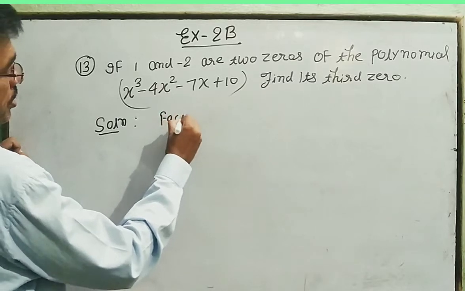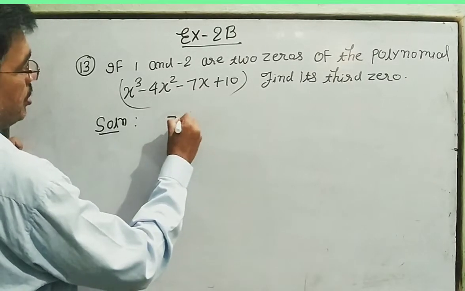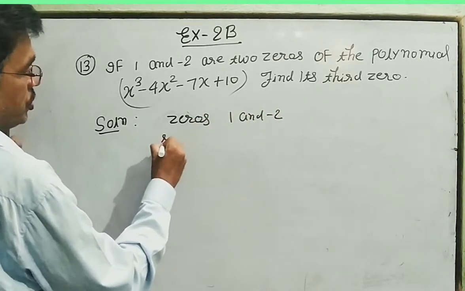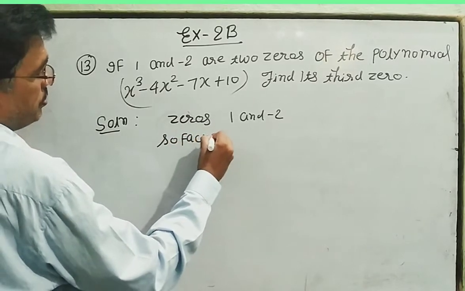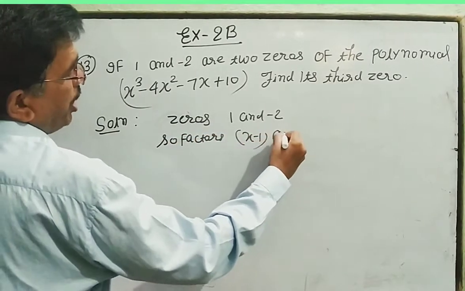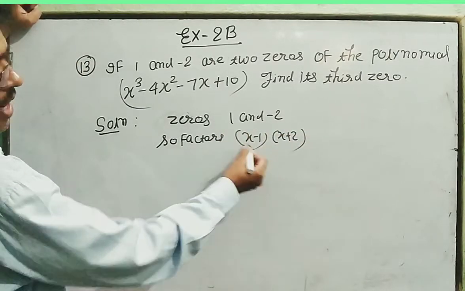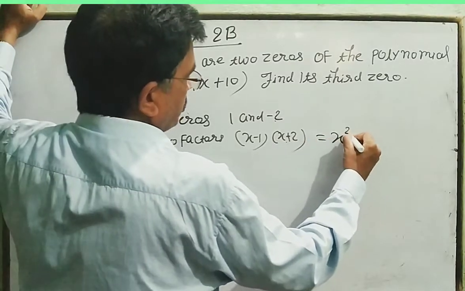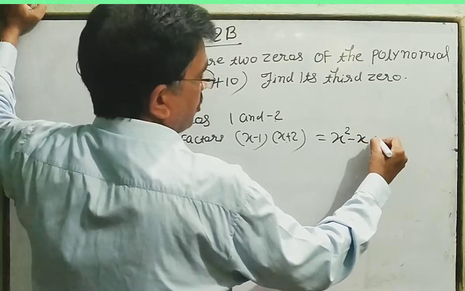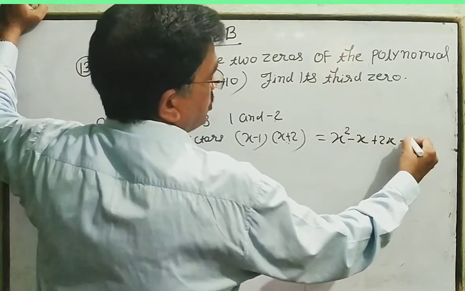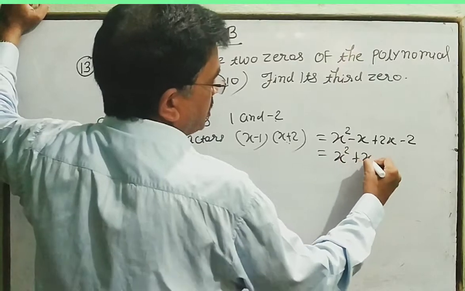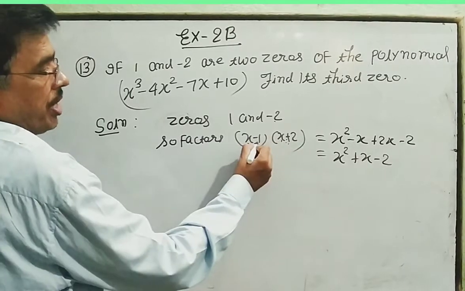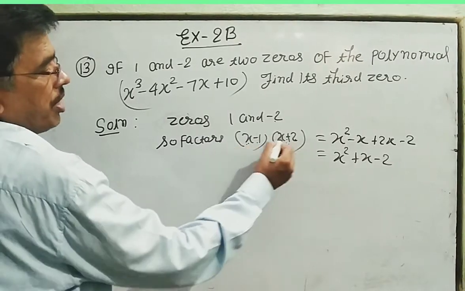Zeros are 1 and minus 2. So factors are x minus 1 and x plus 2. If 1 is a zero, then the factor is x minus 1. If minus 2 is a zero, then the factor is x plus 2. You multiply it, then x square minus x plus 2x minus 2. What do you get? x square plus x minus 2. Multiply x into x square, x by minus 1 is minus x, 2 by x is 2x, and minus 2.